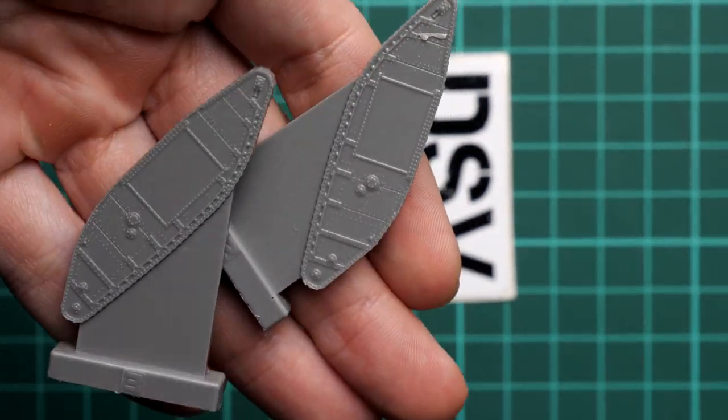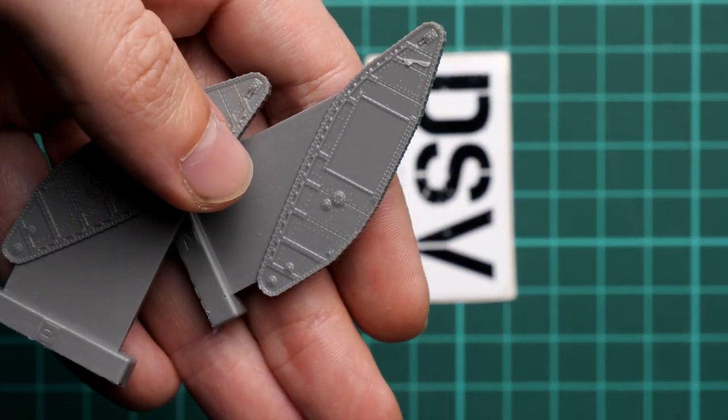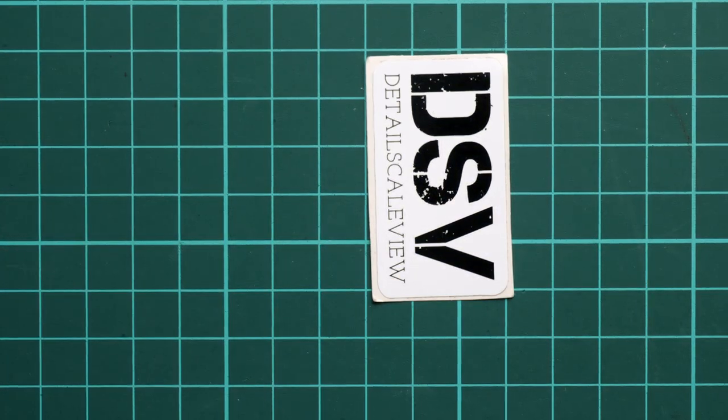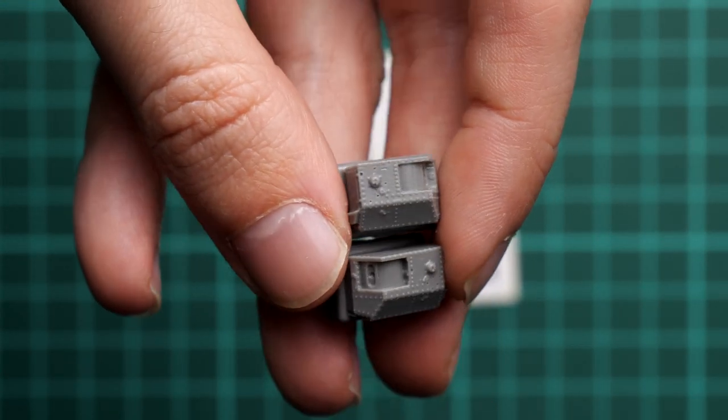We have rivets, we have panel lines, so it's just a matter of careful assembly and also maybe painting and weathering. Note that here we have an empty part for the side turrets. Why? Because they're also cast as separate parts, and I will show them in a second. So here they are, and they look really good.